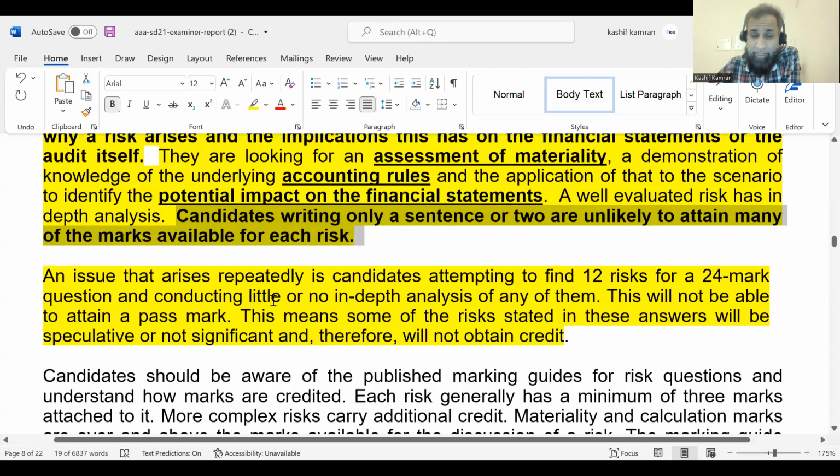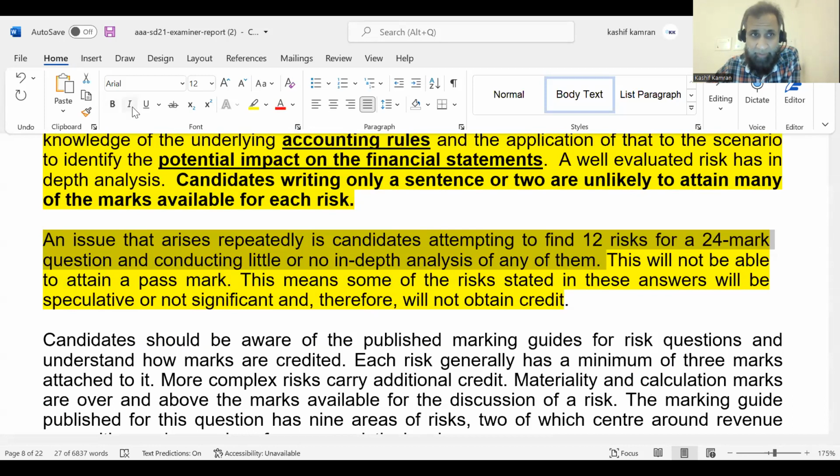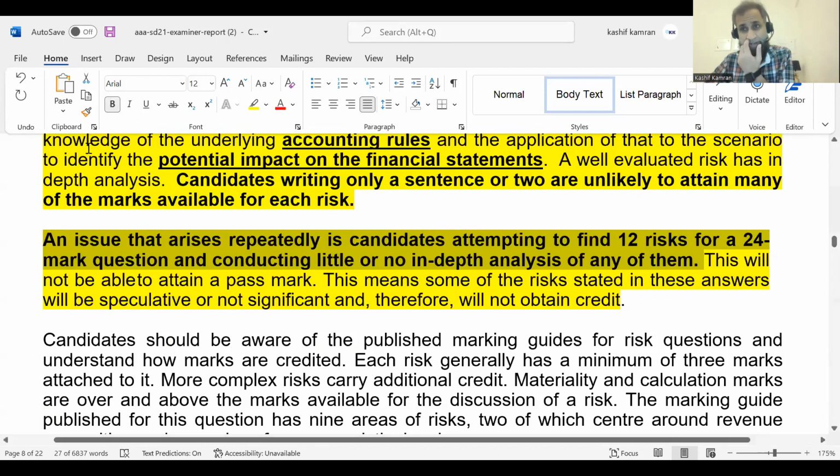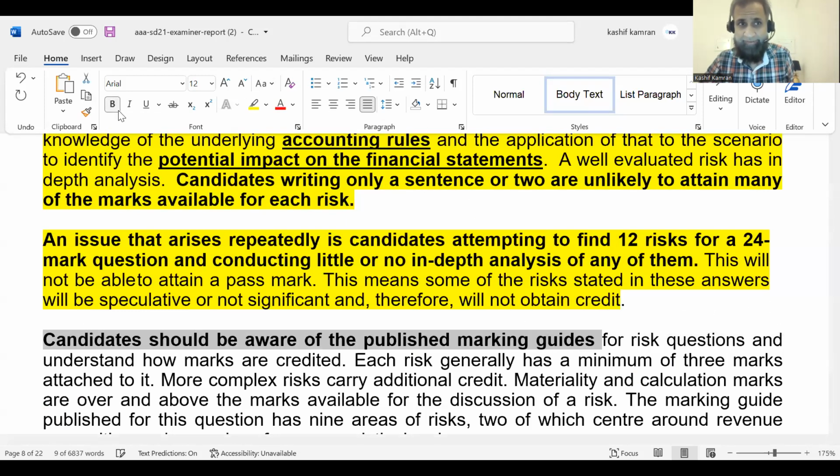Okay, the next one. An issue that arises repeatedly is a candidate attempting to find 12 risks for a 24 marks question and conducting little or no in-depth analysis. So the examiner is frustrated with students finding 12 risks for a 24 marks answer and says the student should look at the marking scheme. The candidate should be aware of the marking schemes to know how many risks they should write for a 24 marks answer. I hope you're very clear that you're not writing 12 risks for a 24 marks answer. You're writing less than that. I think even 9 risks can make up the 24 marks, right?